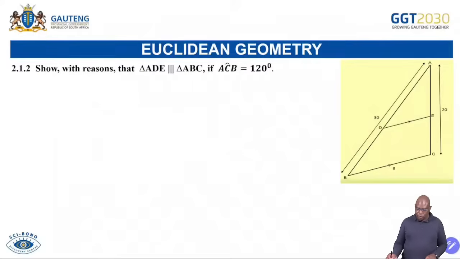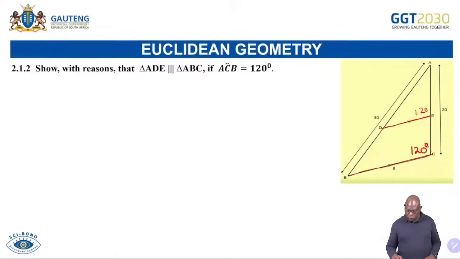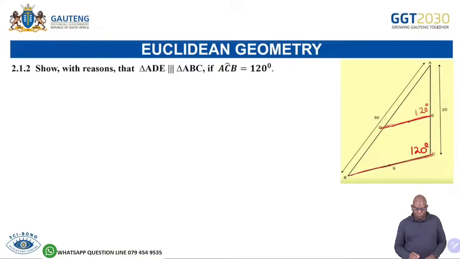Okay. In the two triangles, they say show that the two are similar. If angle ACB is 120 degrees, obviously, if this line is parallel to this line, that angle here will be 120 degrees. Okay, and they're corresponding angles because this line here is parallel to that line that's given. So they say we must show three things that we must show.